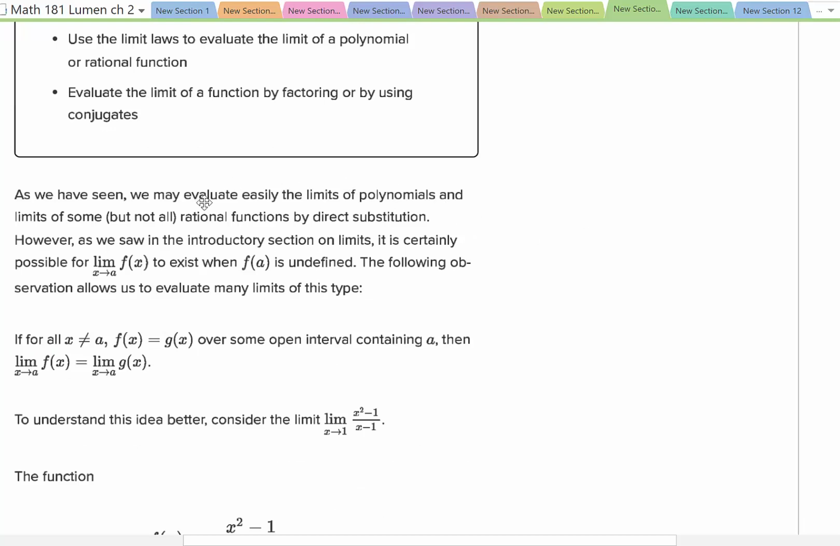So as we saw earlier, we can find the limit of a function by plugging the value in, especially if it's a polynomial or a rational function. However, if for all x not equal to a, f of x equals g of x over some open interval containing a, then the limit of f of x as x approaches a is the same as the limit of g of x as x approaches a.